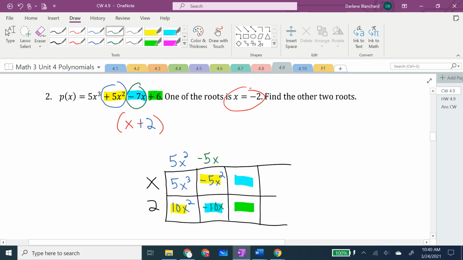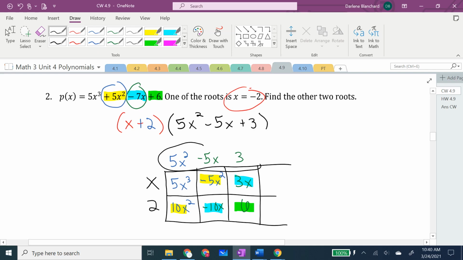And these two boxes have to add to make a negative 7x. So I need to actually add 3x to the negative 10x to get the negative 7x. And then finally, x times 3 will give me 3x. 3 times 2 is 6. Yes, the green matches. That means that the polynomial can be factored as x plus 2 times the quotient alone, 5x squared minus 5x plus 3.